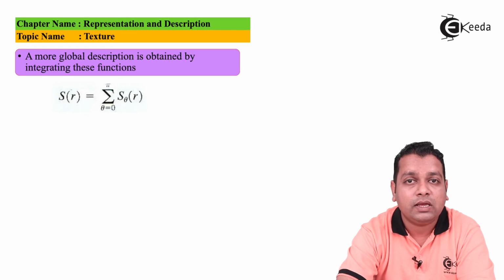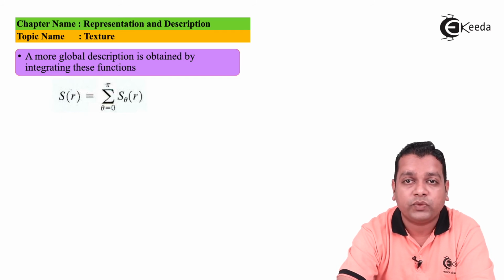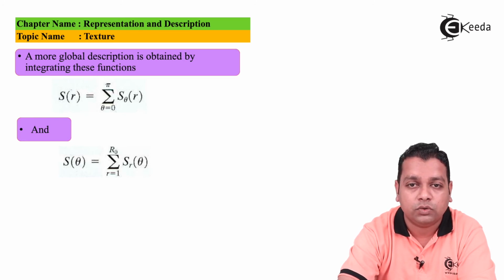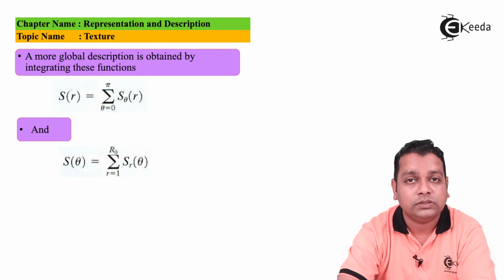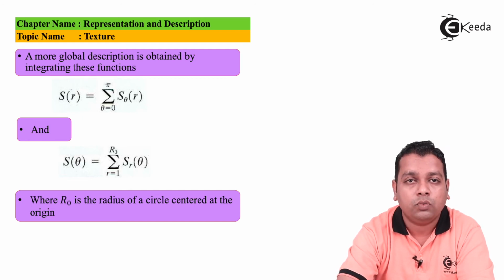A more global description is then obtained by integrating these functions. It can be given simply as S(r), computed as a summation with theta equal to 0 to pi over S_theta(r), and the other, S(theta), simply computed as a summation where small r ranges from 1 to r_0 for S_r as a function of theta. Here r_0, the maximum limit of the summation in the second equation, is the radius of the circle centered around the origin.